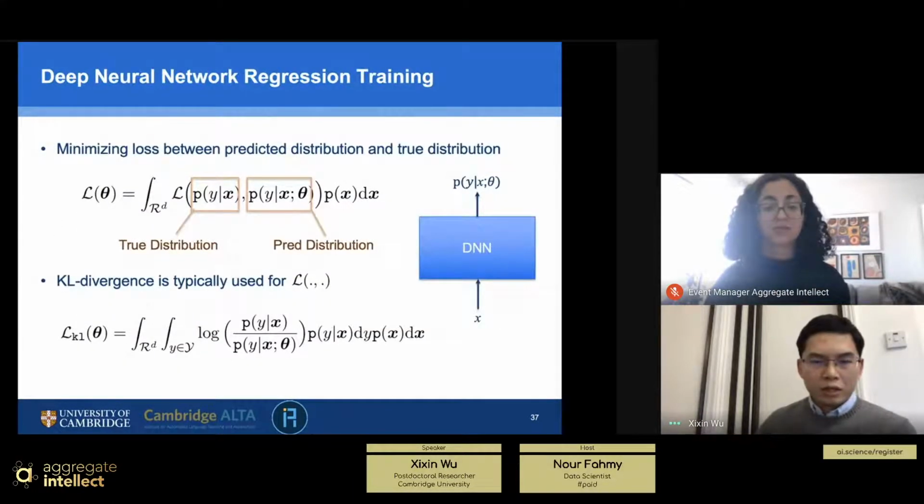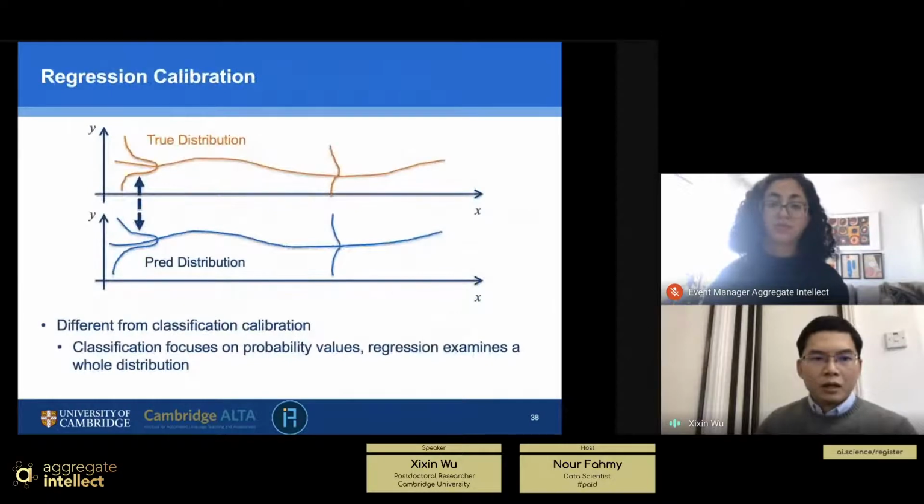So previously we talked about classification calibration. Now we can extend the analysis to regression. For regression, we still train a neural network to minimize the distance between the true distribution and the predicted distribution, and KL divergence is typically used. The difference between classification calibration and regression calibration is that for classification, the calibration focuses on probability values, like 0.6, and whether this specific probability value is associated with the real accuracy of the future prediction. However, for regression, we focus on the whole distribution.